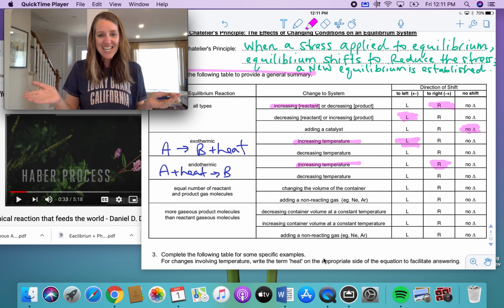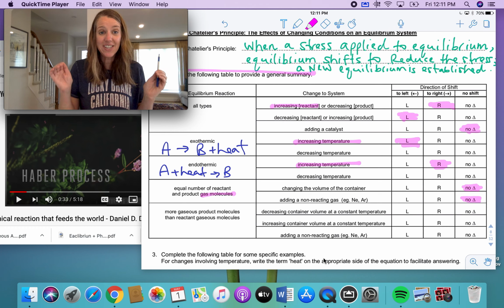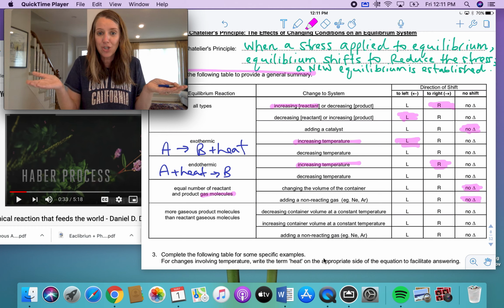If I have an equal number of reactant and product molecules, and those molecules are gases, no change. I have the same number of reactants and product molecules. They're going to be affected the same way. There's no change or no shift to the equilibrium.